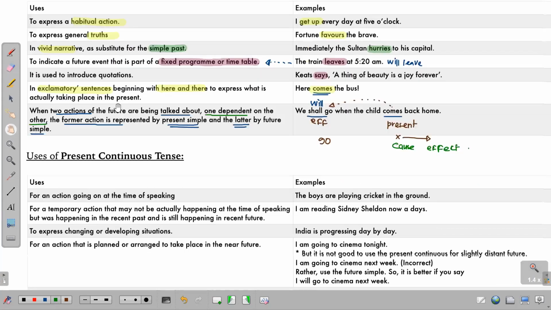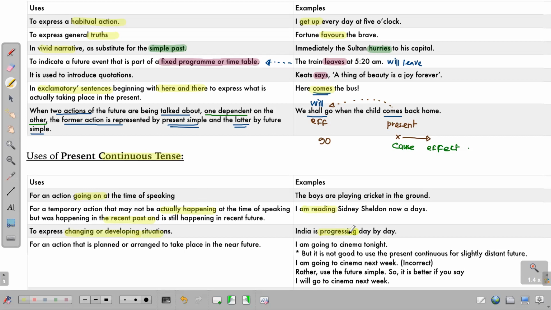The rest of the tenses are simple enough for the present. For example, continuous form, it's just an action ongoing at the time. As I said, ongoing actions or continuous actions. A temporary action that may not be actually happening at the time of speaking, but was happening in the recent past and is still happening in the recent future. So I'm studying Sidney Sheldon nowadays.